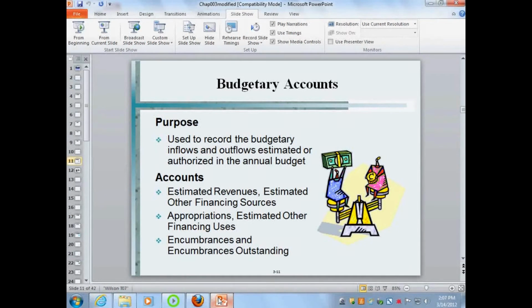My point is that for all these major categories of revenues, you have a counterpart budgetary account. So if there is revenue, there is estimated revenue, which is a budgetary account. If it's expenditure, there is an appropriation, which is a budgetary account. If there is an other financing source, there is a budgetary estimated other. So there are these accounts that you will find.